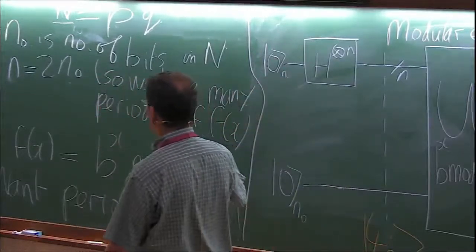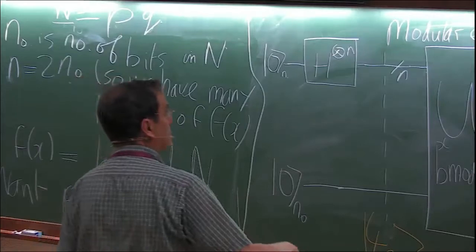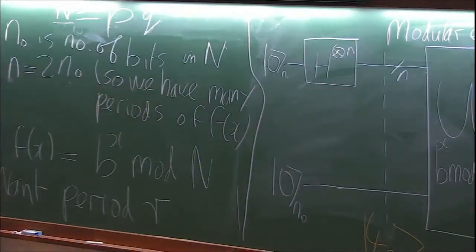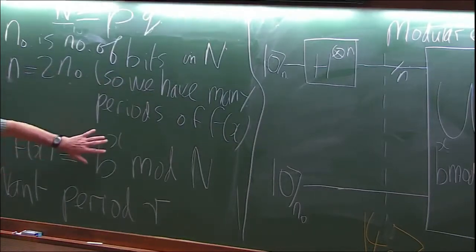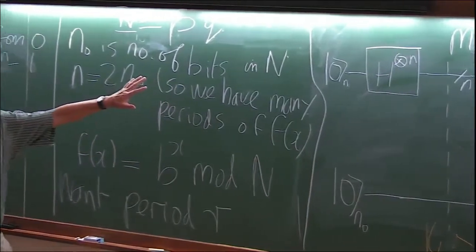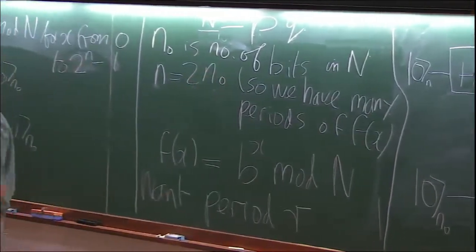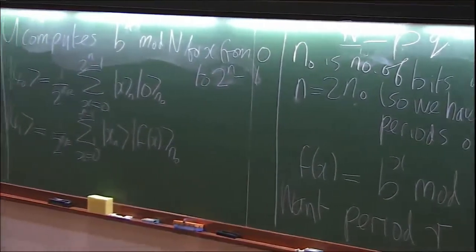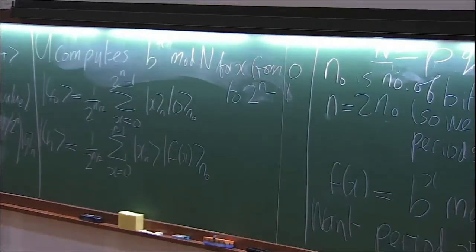So we will compute then f of x for all values of x between 0 and 2 to the n minus 1 in parallel. And we were starting to discuss last time how we would do that using modular exponentiation.